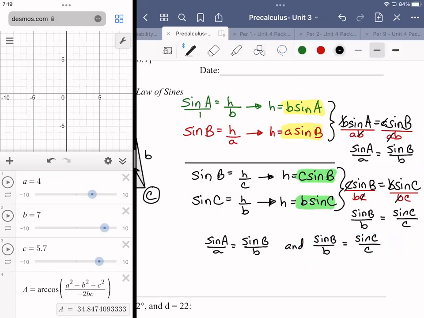Therefore, if this is equal to this, which in turn is equal to this, then all three have to be equal to one another. Sine of A over A has to be equal to the sine of B over B, which has to be equal to the sine of C over C. All right, and that's our law of sines.